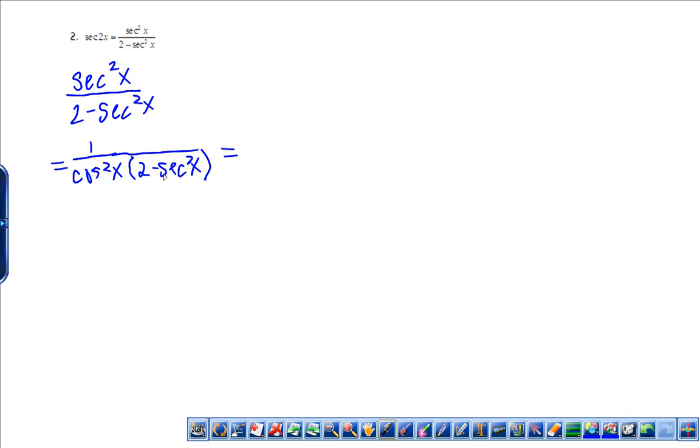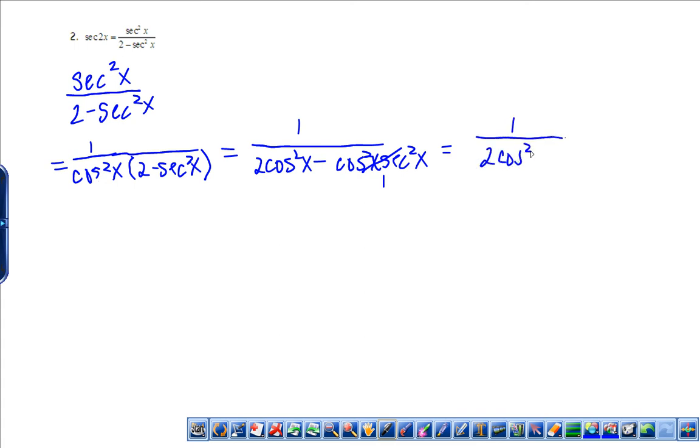Let's see, I think I can replace this with some things right here. How about, let's go ahead, how about we distribute that? Not replace, let's distribute. So that's going to be 2 cosine squared minus cosine times secant. That looks better, and the reason is because cosine times secant is going to give you a 1. Let me rewrite that. So that's going to be 1 over 2 cosine squared minus 1.